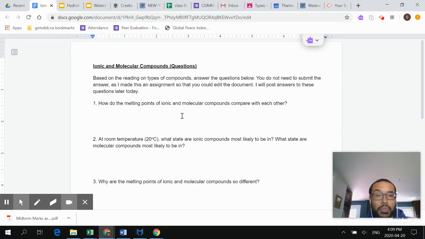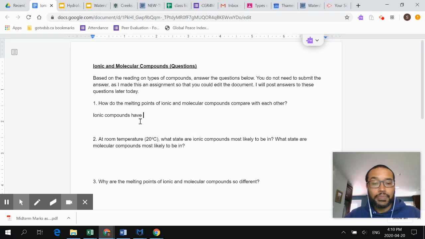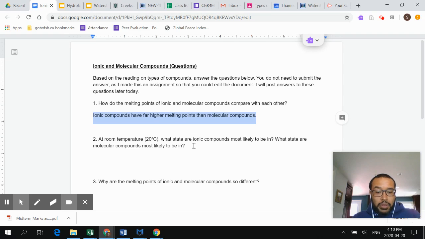Okay, so their properties. How do the melting points of ionic and molecular compounds compare with one another? Well, from the reading, you saw that the melting point of ionic compounds was far higher than the melting point of molecular compounds. So if I was to type that in, ionic compounds, that's that. Make that bold.